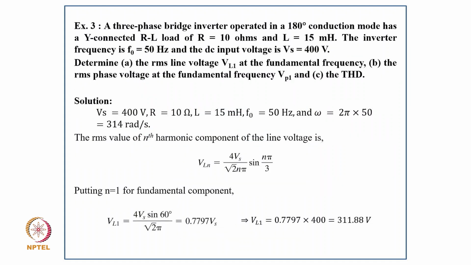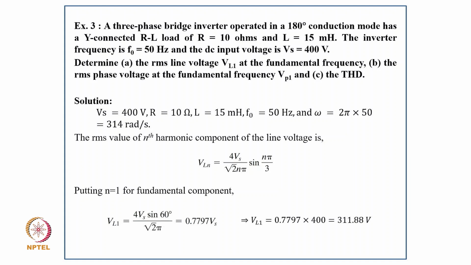So coming to example 3, a three-phase bridge inverter operated in 180 degree conduction mode has a star connected RL load of R equal to 10 ohm and L equal to 15 millihenry, and the inverter frequency is F equal to 50 Hz, and the DC supply voltage is Vs equal to 400 volt. Determine the RMS line voltage VL1 at fundamental frequency, the phase voltage at fundamental frequency VP1, and the THD. The solution is Vs equal to 400, R equal to 10, L equal to 15 millihenry, F0 equal to 50, and omega equal to 2 pi into 50, that is 314 radian per second.